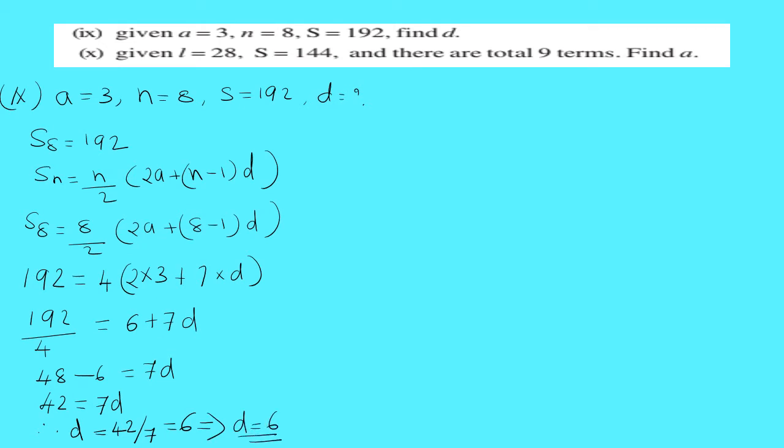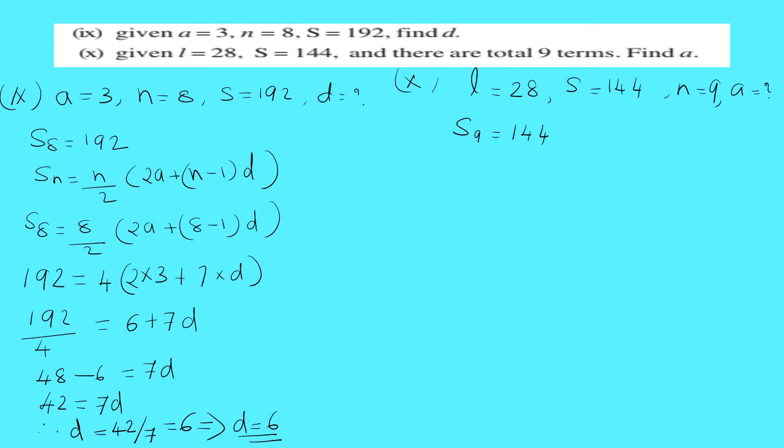Moving to question number 10. Given l equal to 28, S equal to 144, total terms, that means n equal to 9, you have to find what is a. Since S is given, that is S9 is given as 144 and l is already given as 28.